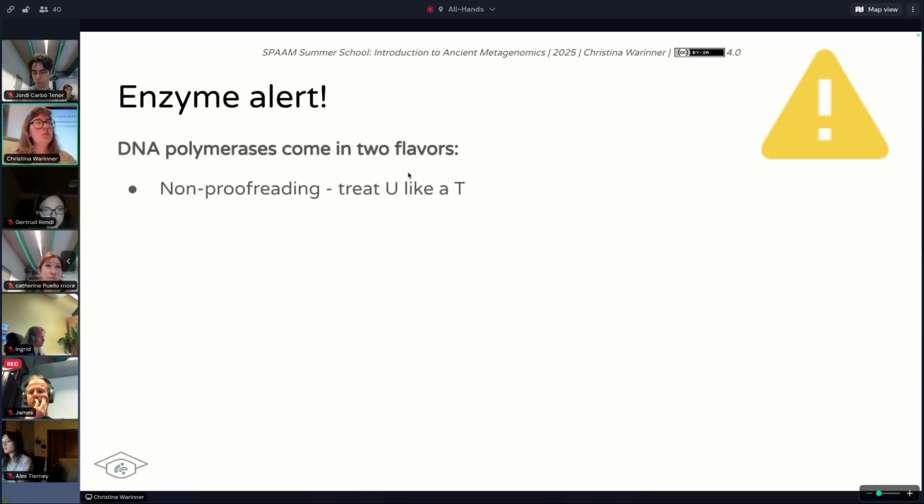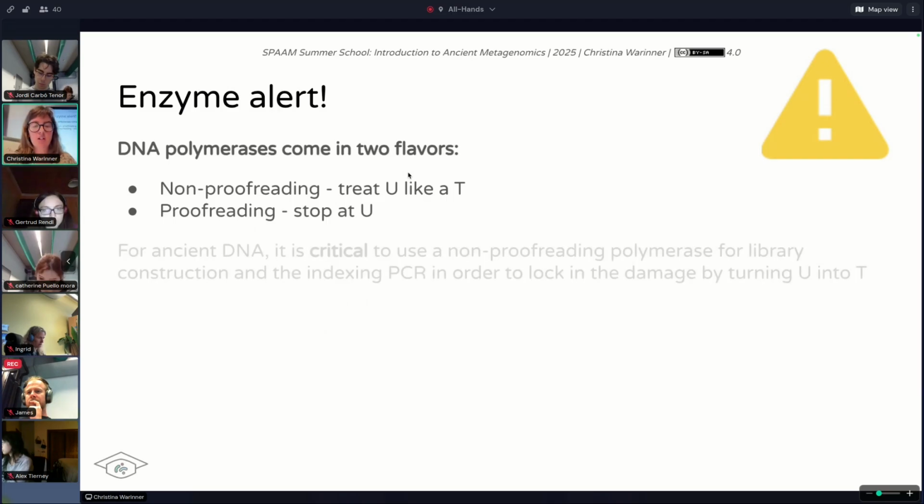So DNA polymerases come in two flavors. Non-proofreading, they treat uracils like thymines. That's going to be things like your Taq polymerase, that's going to be your T4 polymerase. And then you have things that are proofreading, that stop at a uracil. Because for a lot of modern DNA, they have so much DNA, they don't want to deal with uracils, so they don't even want to see it. And so people have developed these proofreading enzymes, which have high fidelity and have all sorts of advantages, but a terrible disadvantage for ancient DNA.